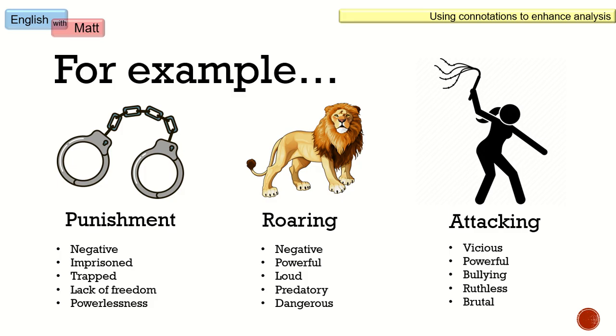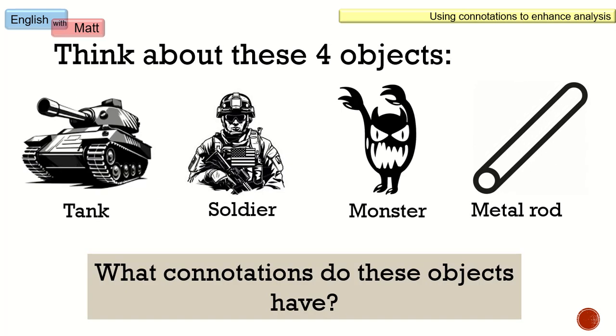What words, what associations we make relating to a particular word that comes up in an extract. So in order to practise connotations in more detail in relation to a particular extract, I want us first to look at these four objects. We have a tank, a soldier, a monster, and a metal rod. And before we go any further, because I often get students to draw these objects first, think about what connotations these objects have.